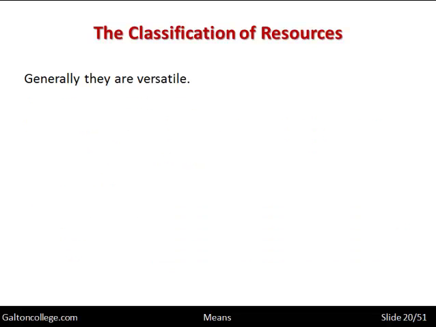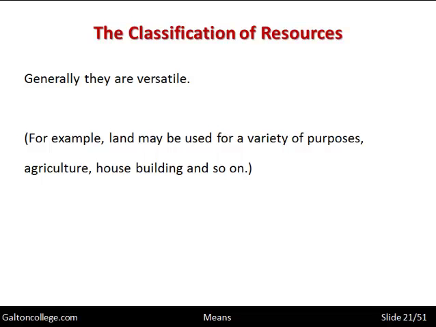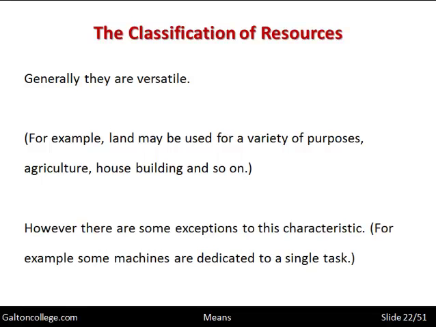Generally, resources are versatile. For example, land may be used for a variety of sources, from agriculture to house building to sports facilities or whatever. So land may be used for a variety of sources. It's versatile. There are some exceptions to this characteristic. For example, sometimes machines are built for a single task. And that's not versatile, that's locked in. So if it's built for a specific task, it can't do anything else.